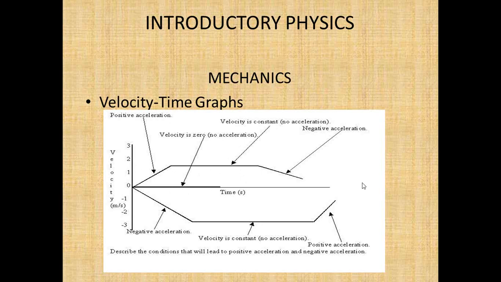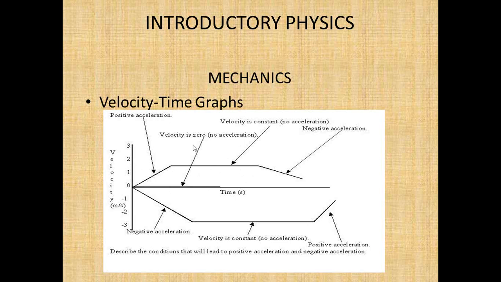And then this portion of your curve slopes downwards. This is sloping downwards, so that's a negative acceleration. Remember, the slope of your velocity time graph is acceleration.